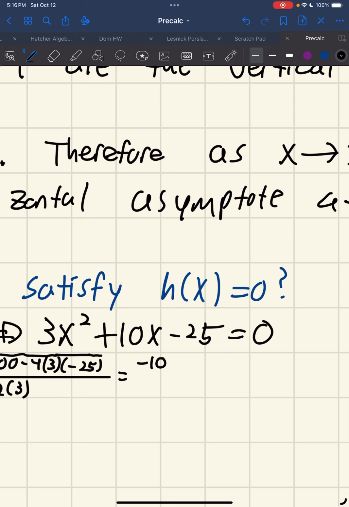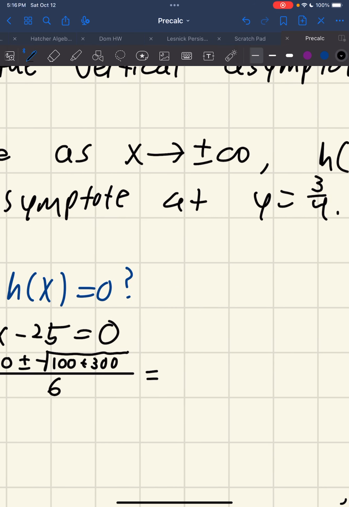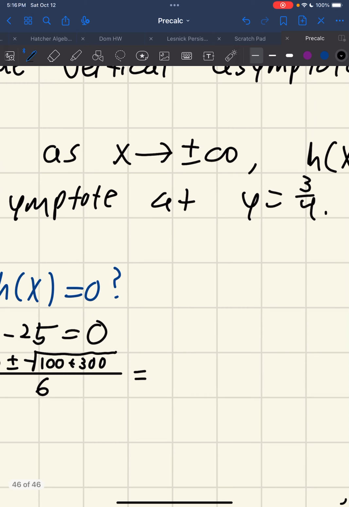So we're going to get negative 10 plus minus square root 100 minus... So 4 times 25, 4 times negative 25 will be negative 100. Times 3 will be negative 300. Minus minus will make it plus 300. All over 6. And these numbers are working out in our favor. This will be negative 10 plus minus square root of 400, or square root of 400 is 20, over 6.